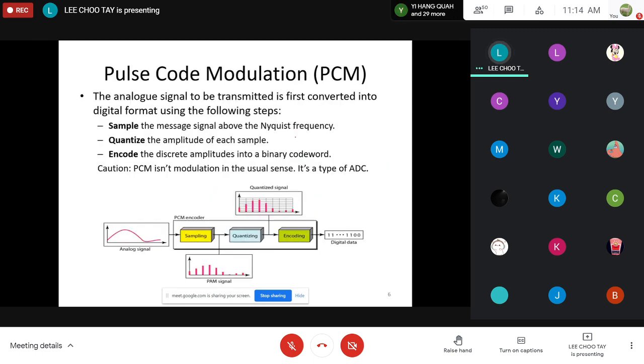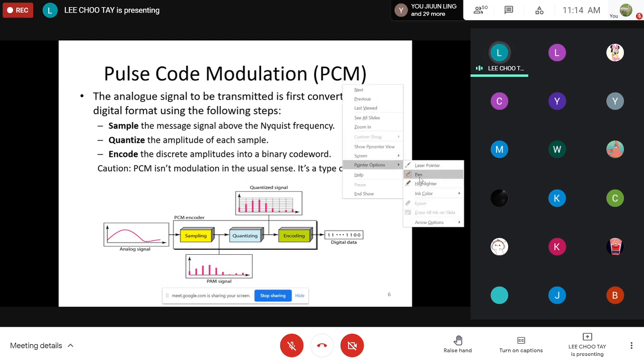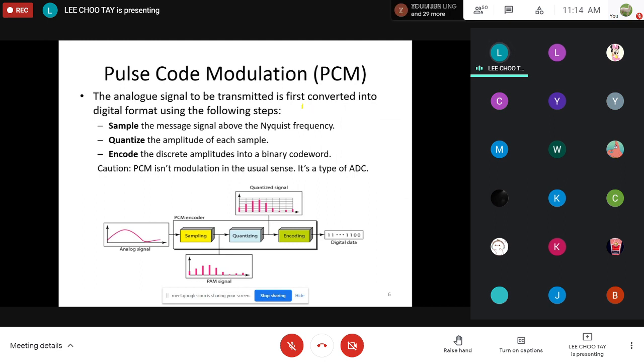A quick one on PCM. PCM basically is the ADC process, the analog to digital converter. It's not so much a modulation, it's more of a conversion. If you are using an analog signal and you want to transmit it through a digital channel, then you definitely have to first convert your analog signal into digital format.